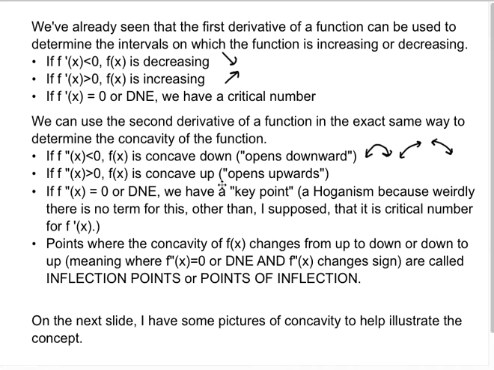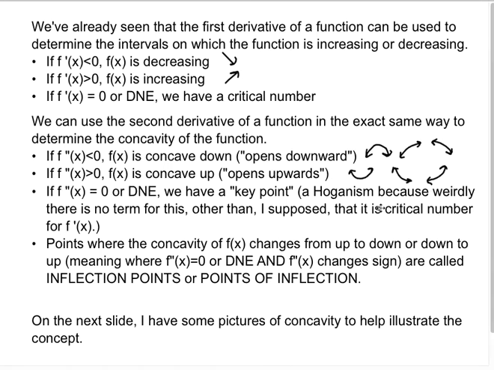If f double prime is greater than 0, then f is concave up. And so concave up looks kind of like this, right? So this is concave up. It's cupping upward, right? So it bends upward, okay? So if f double prime does not exist or f double prime is 0, we have a key point.